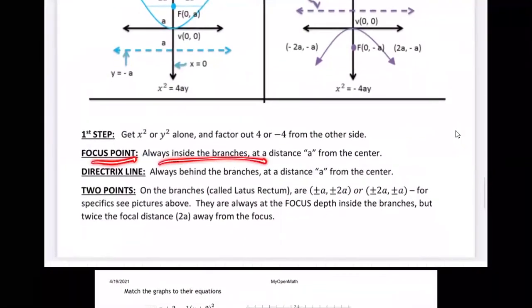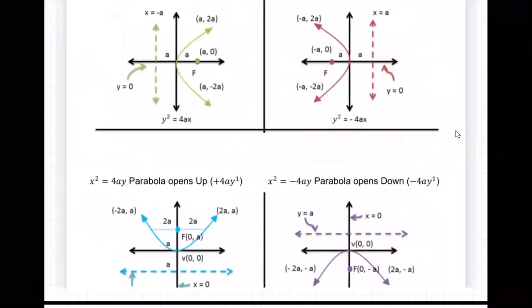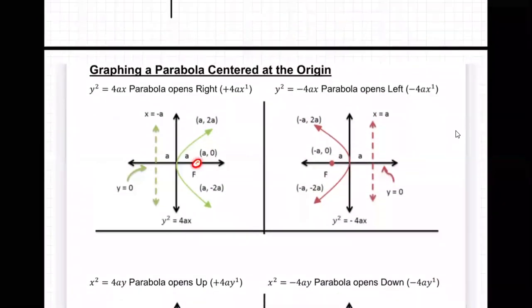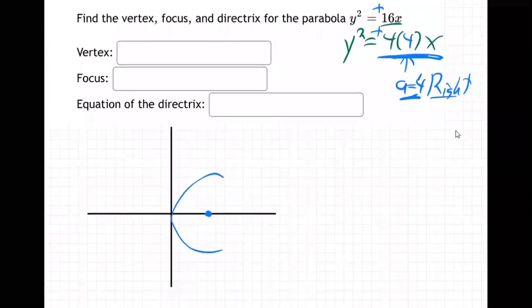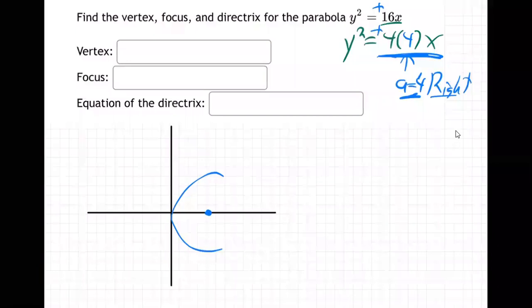Focus point is inside the branches, A from the center. So it's right here, inside the branches at a distance A from the center. So you go, okay, the focus point's right there, 4 away from the center. So this must be over 4 of 0. So the focus must be over 4 of 0.